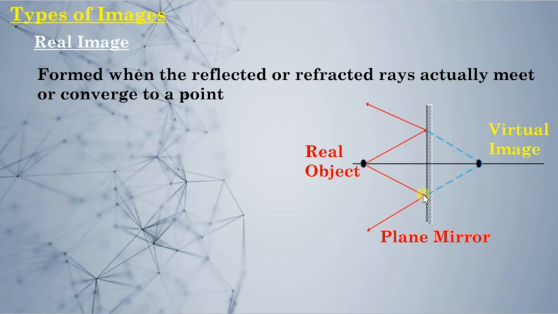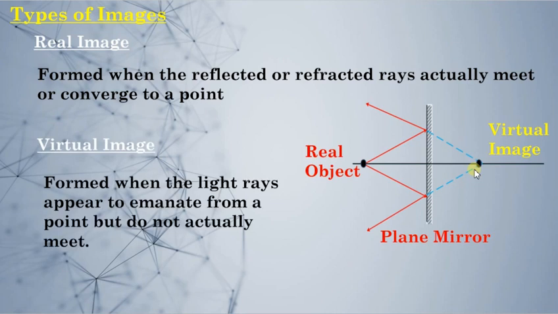But if I extend the reflected ray, that is this ray, if I trace it back, it is going to come up to this point. Similarly, the second ray. There can be any numerous number of rays that are reflected, but if I trace back all the reflected rays, they are going to meet at a point. So the point where they meet is called a virtual image. The virtual image is formed when the light rays appear to emanate from a point but do not actually meet. Here they don't actually meet, but we are assuming that they are going to meet.